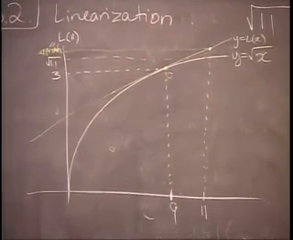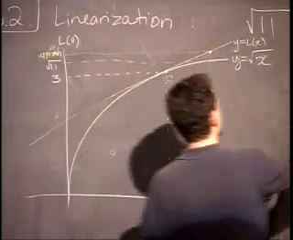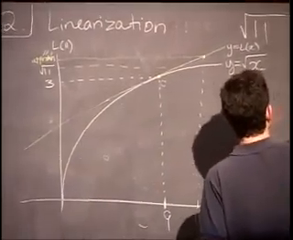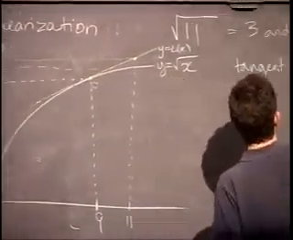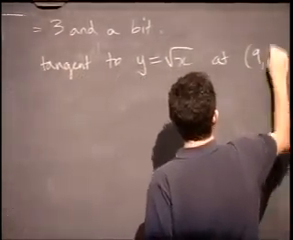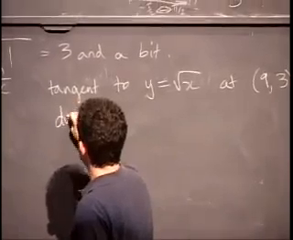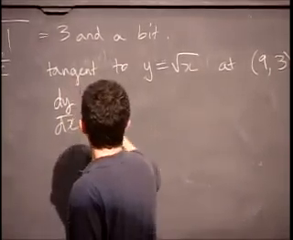All right, so let's find it. We need the tangent line. Well, we know how to do this. We need the tangent to y equals root x at 9, 3. Well, let's find it. First of all, we have dy/dx is 1 over 2 root x.